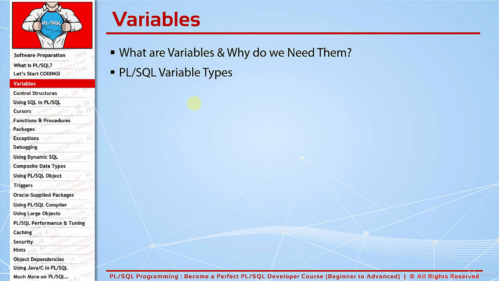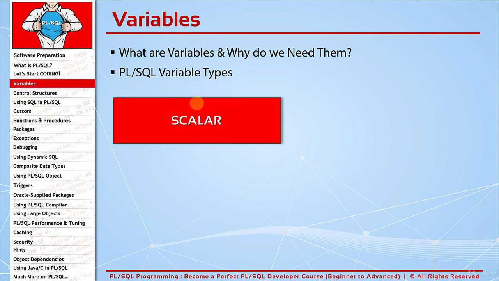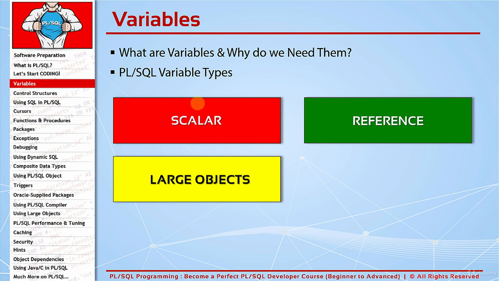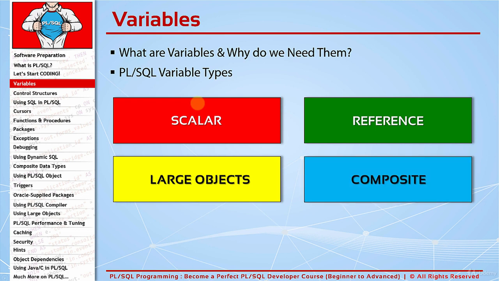PL/SQL variable types. Every variable must have a data type. You need to choose which data type you will use, and sometimes you will choose the length. For simplicity, Oracle has categorized them into four main groups: scalar data types, reference data types, large objects, and composite data types. Scalar data types hold a single value with one type. It is the basic simple type. They can also be called simple data types.